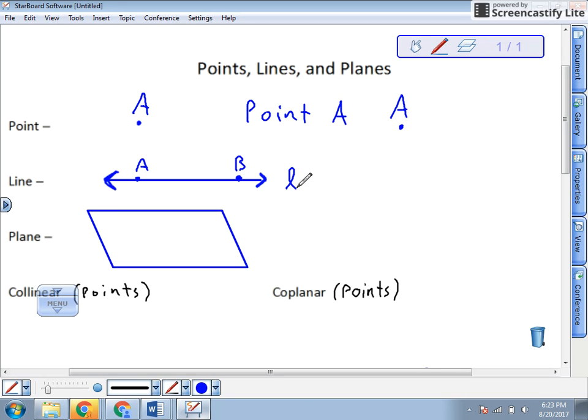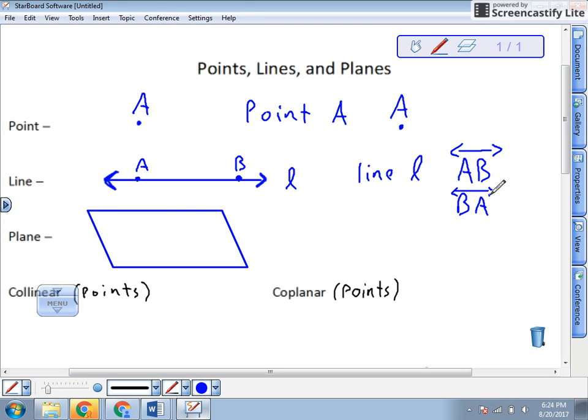So if I was going to label this line, I'd call it line L, or I could call it line AB. I could use the 2 points on the line with the line symbol above it. If I wanted, I could also call this line BA, but I need that line symbol above those 2 letters.